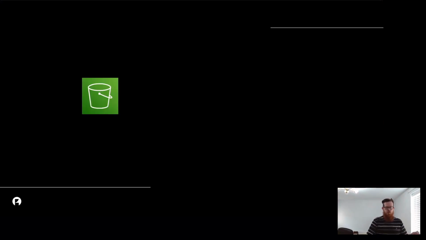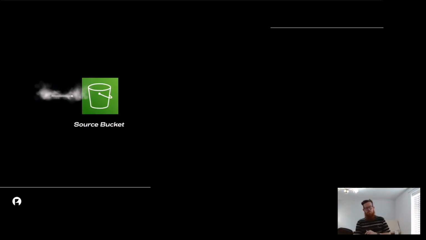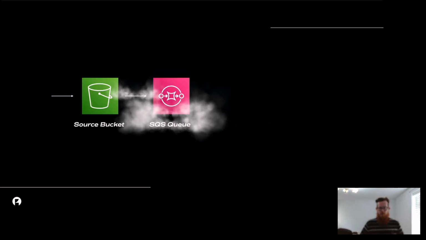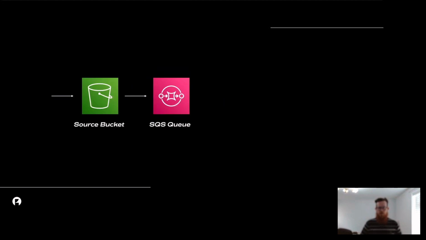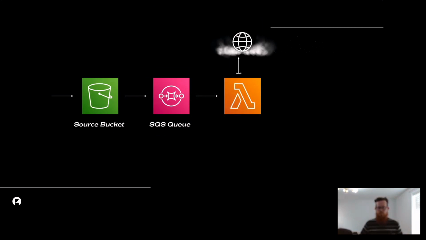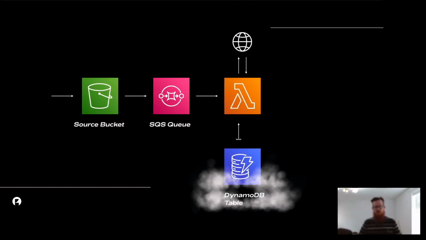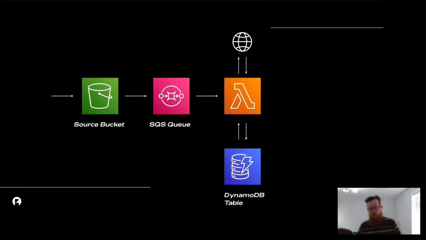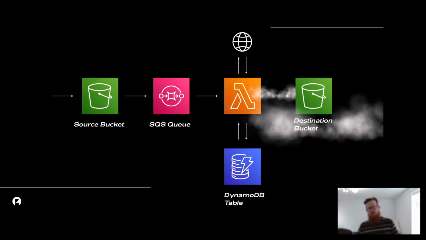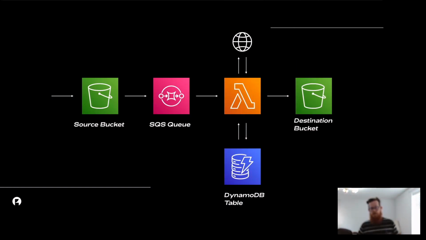like this. So we have an object being uploaded to an S3 bucket. In this case, that's a PDF. And that event then gets placed onto an SQS queue, which then triggers a Lambda function. That Lambda function then makes a call to a third-party API. It then updates a DynamoDB table with some of that data, and then moves that file into a destination bucket.